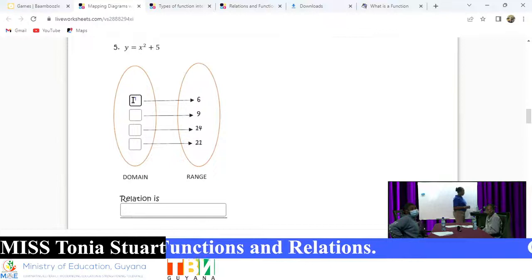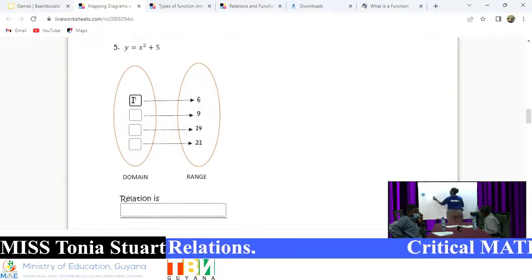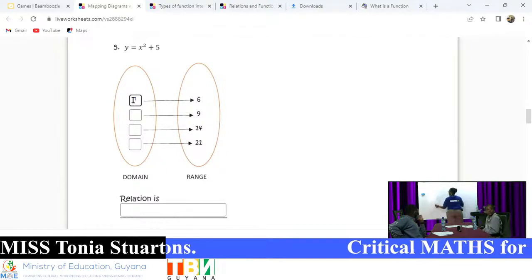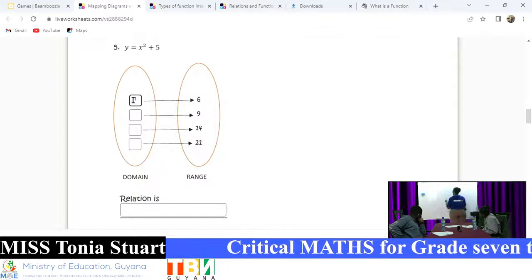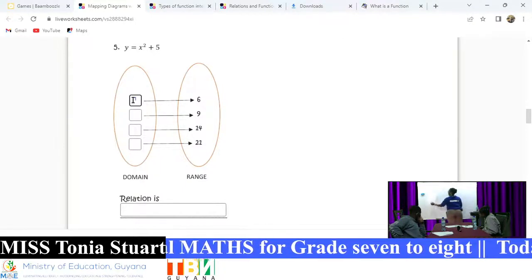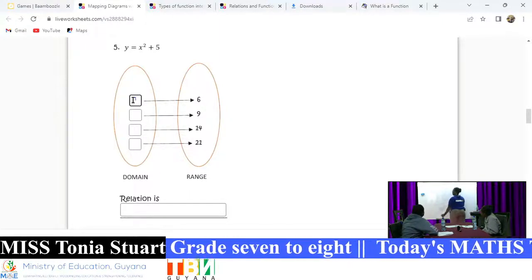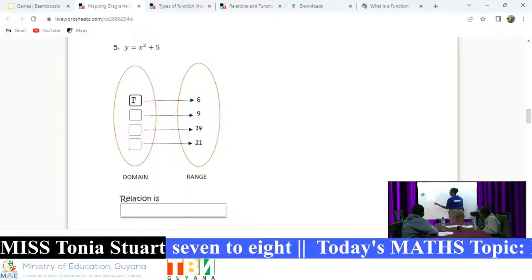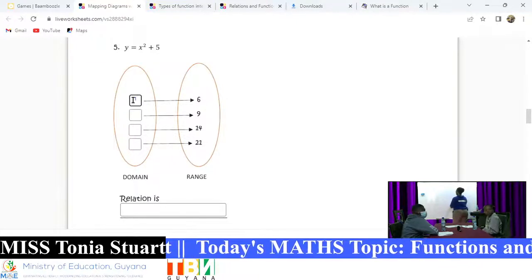So let's try the other one. I'll work the other one with you. So we have 9 on here. 9 minus 5 is 4. Square root of 4 is 2. When you multiply 2 by itself, you will get 4. So the answer for x is 2.